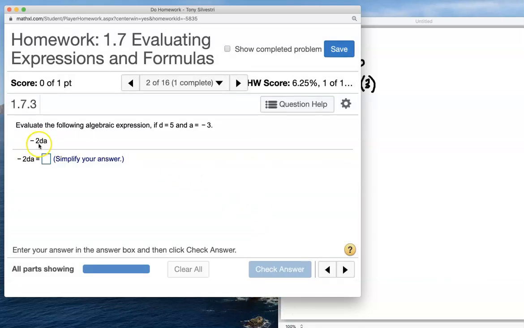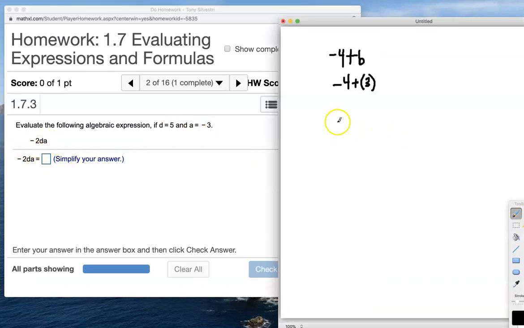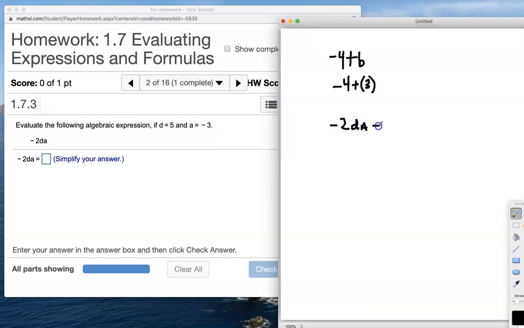Now here we have an expression with two variables. To evaluate it, they have to tell you the values you want to substitute in for those variables. In this case, you do really need to put those in parentheses. For instance, -2 d A. They want d to be 5. If I just put down 5 like this, it looks like 25, and that's not what you want. If you put it in parentheses, it looks like -2 times 5. That's why you need to put these things in parentheses.